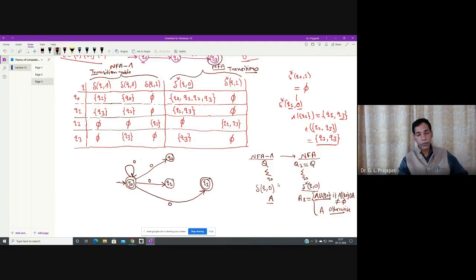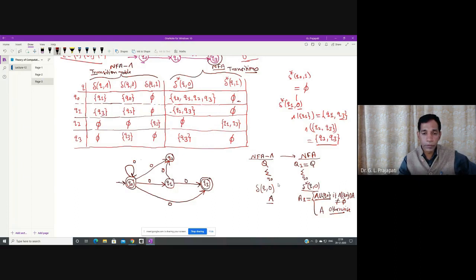See the situation. Whenever you are at Q0 and the input is 1, here we have the empty set, so you don't need to show a transition for 1 from state Q0. If you are at state Q1 and your input is 0, you are going to Q2 and Q3. From Q1 you are going to Q2, and you are also going to Q3.